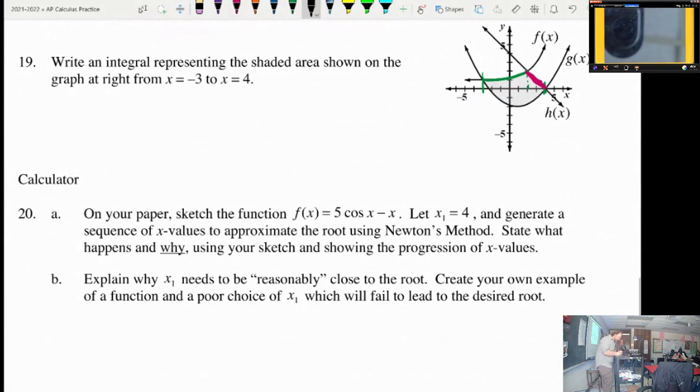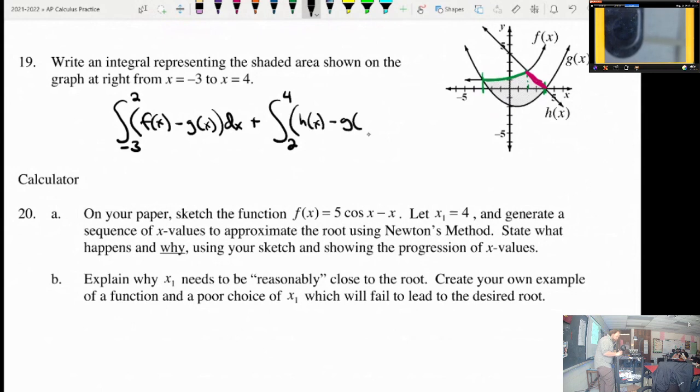So setting this thing up, the first integral is going to run from -3 to 2. And it'll be f of x minus g of x. But then the next chunk of the problem is going to bring h of x into the picture. This is going to be from 2 to 4. And this is h of x minus g of x dx, like that. Pretty cool. And again, walk away, because you don't need to do anything else with this.